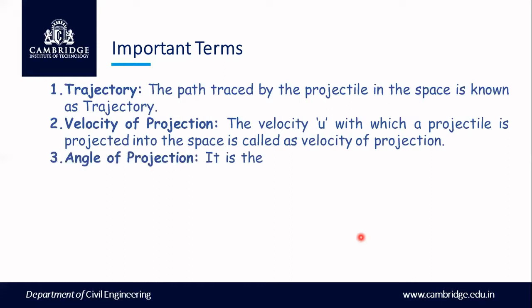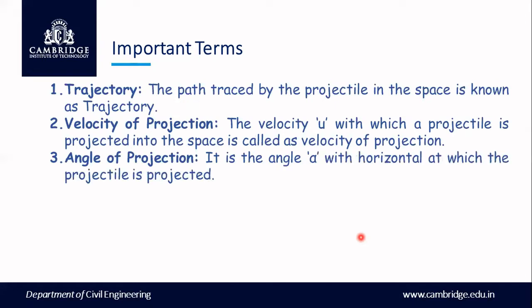Angle of projection: it is the angle alpha with the horizontal at which the projectile is projected. You throw the particle at a certain angle with respect to the ground surface, or the horizontal you consider. That is called the angle of projection. Here we take it as alpha.